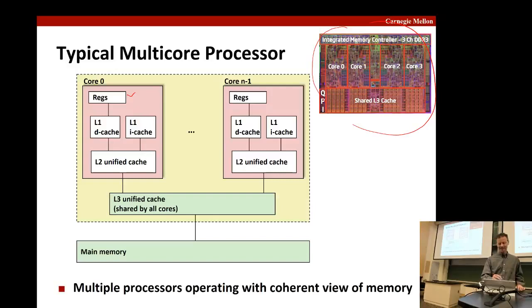Okay. All right. So each core has its own L1 data cache, L1 instruction cache for instructions, and L2, and so forth. And they all share a last level cache on chip, and then there's main memory as well.